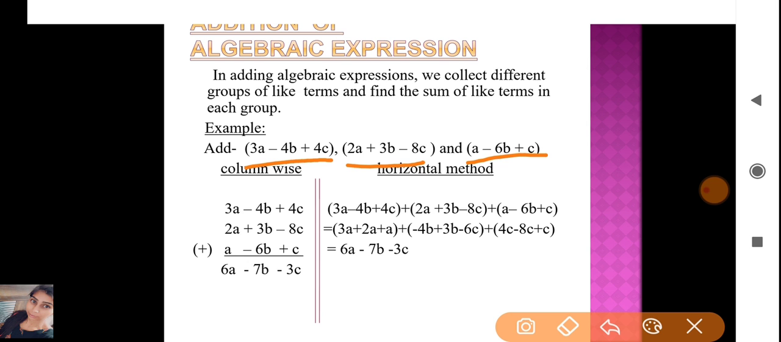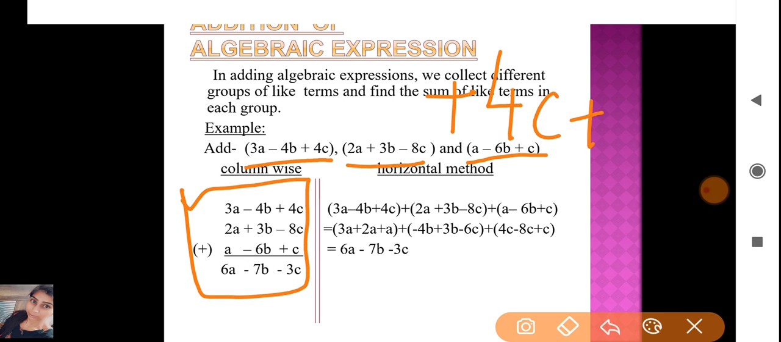So as I have written here, you can see in this part I have written all the C, then B, then A. When you're going to add, just see 4C minus 8C plus 6, so plus 4C and plus C is 5C. So 5C minus 8C is minus 3C.